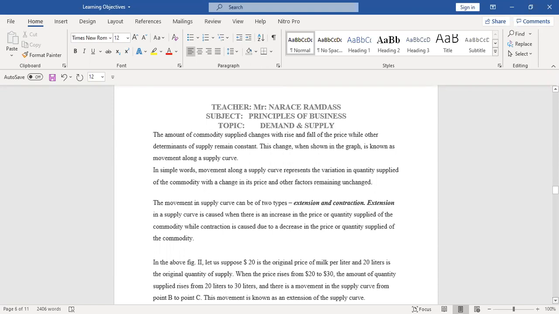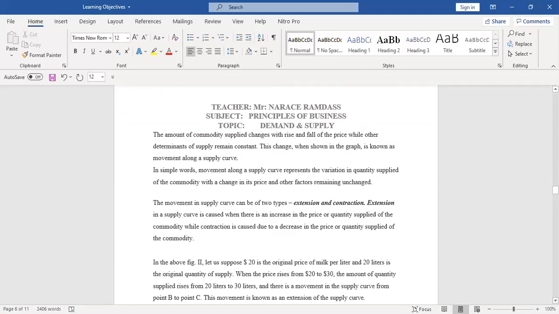The amount of commodity supplied changes with a rise or fall of the price, while other determinants of supply remain constant. So this change shown in the graph is known as a movement along the supply curve. Remember we talked about upward and downward movement. So you're going to show the same thing in this supply curve here. In simple words, movement along a supply curve represents a variation in quantity supplied of the commodity with a change in its price and all other factors remaining constant or unchanged.